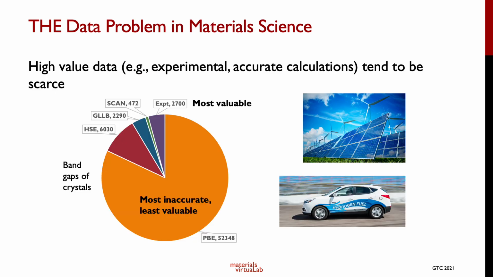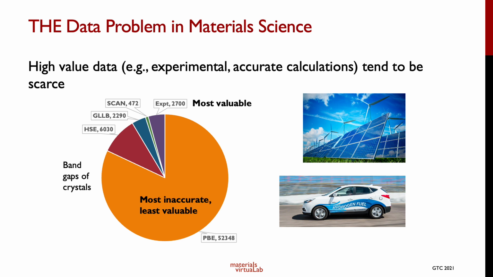Now, just recently, we have actually further extended our materials graph network models to solve another fundamental problem in applying machine learning to material science. And the fundamental problem with materials data is that high value data, such as experimental data or accurate calculations, tend to be very, very expensive to acquire and therefore are scarce.